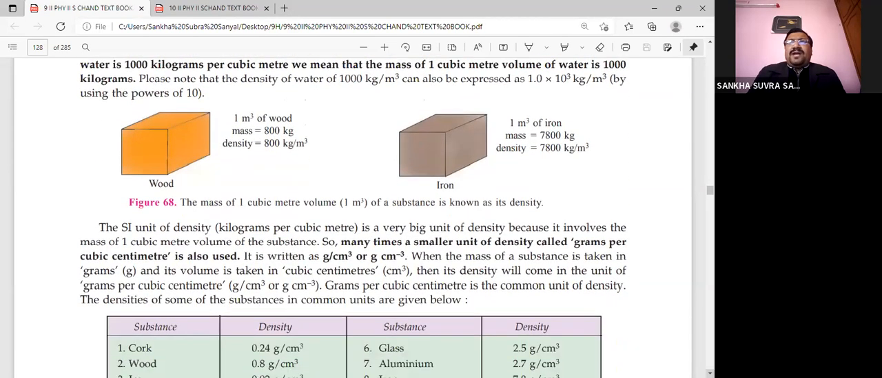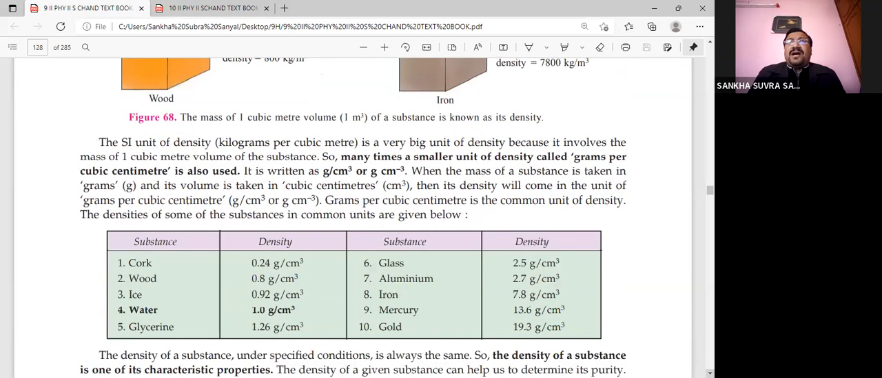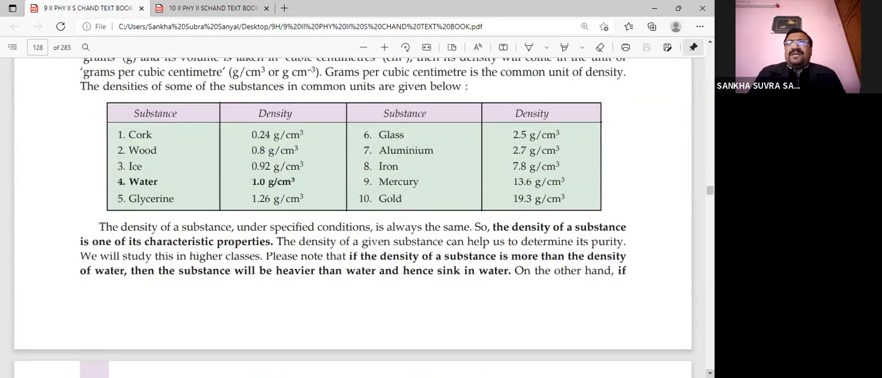Think about this: wood and iron, they have densities of 800 kg per meter cube or 7800 kg per meter cube. Of course, one will sink, the other will float. Many times a smaller unit of density called gram per cubic centimeter is also used. We write it g per cc, where cc means cubic centimeter. The same thing, if it is divided by 1000, you will be getting these values.